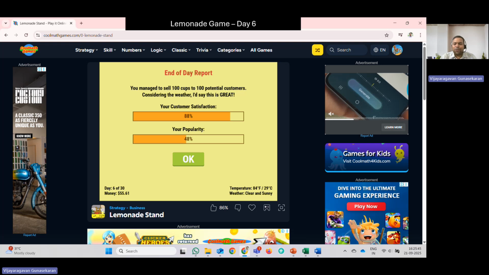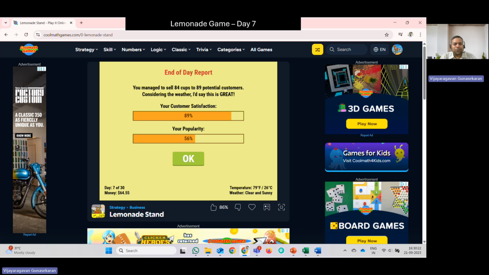So it was a very good bet for me on day 6. Going back to day 7, it is also on the same lines. I was able to satisfy the maximum number of persons considering the weather condition. The price per cup was 35 cents, and I maintained it.